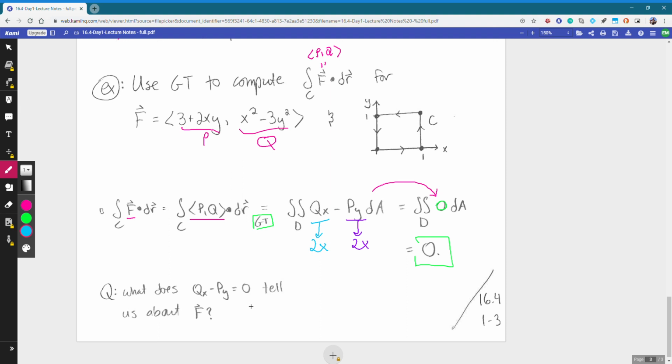The idea here, Qx minus Py equals 0, well, that's the same thing as Qx equals Py. This is an equality of our cross partials here, Q with respect to x and P with respect to y. And so here, this is showing us that F is conservative, or in other words, a gradient field.